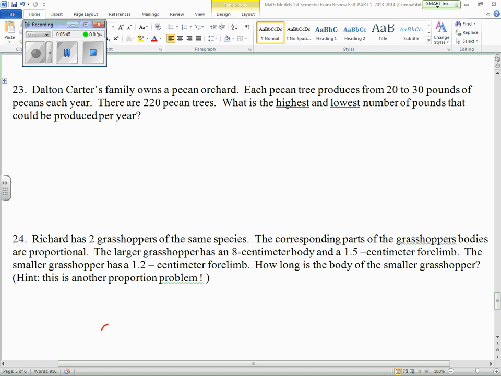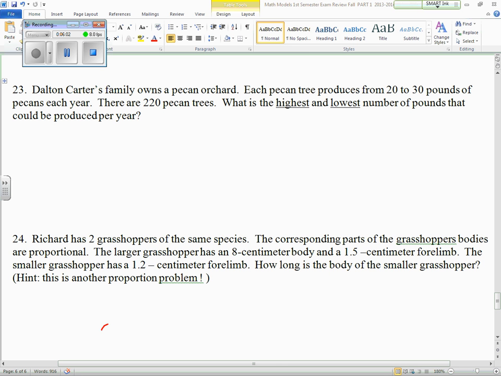Dalton Carter's family owns a pecan orchard. Each pecan tree produces 20 to 30 pounds of pecans each year. That's not that many, but okay. There are 220 pecan trees. What is the highest and lowest number of pounds that could be produced per year? Oh, each tree produces. There we go.